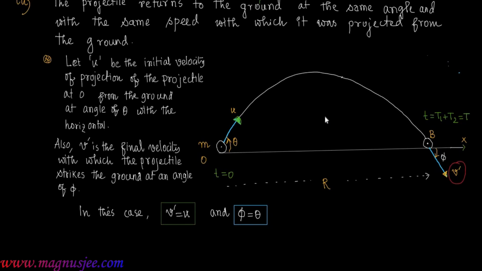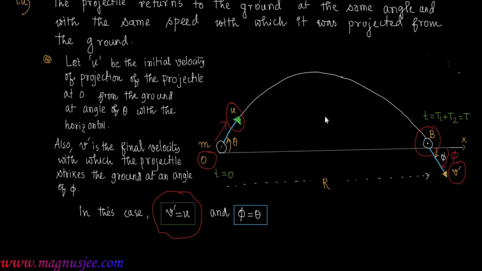V prime is the velocity with which the projectile strikes the ground at the point B, and U is the initial velocity with which the projectile is thrown from the point O on the ground. That's why in this case V prime is equal to U. Therefore, the velocity V prime at the point B will be equal to the initial velocity U with which the projectile was thrown from the ground.